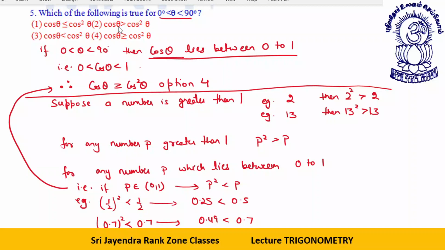Clear? In fact, your answer will be option number 2. Cos theta is greater than cos square theta, because 0 is not included. When 0 is included, your answer would have been this option. Why? When 0 is included, cos 0 is 1 and cos square 0 will also be 1. Then there will be an equal to. Since there is no equal to here, I beg your pardon for this mistake. Here it will be on this side.